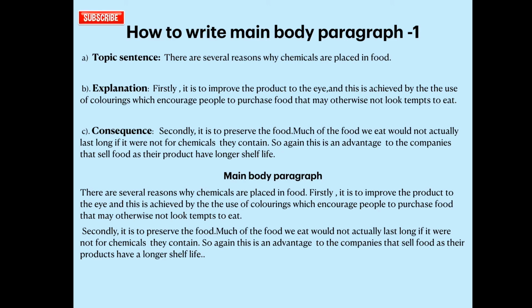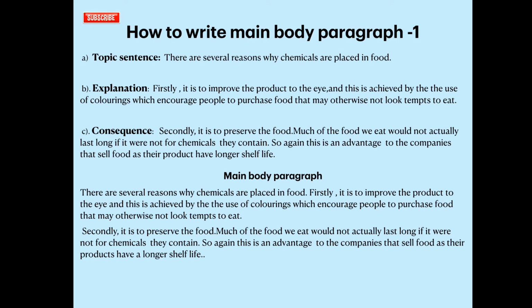Firstly, it is to improve the product to the eye, and this is achieved by the use of colorings which encourage people to purchase food that may otherwise not look tempting to eat. So this is the first advantage. So here we are giving the reasons. So this is explained in this part. And the next sentence is the consequence. Consequence means here the result of the situation.